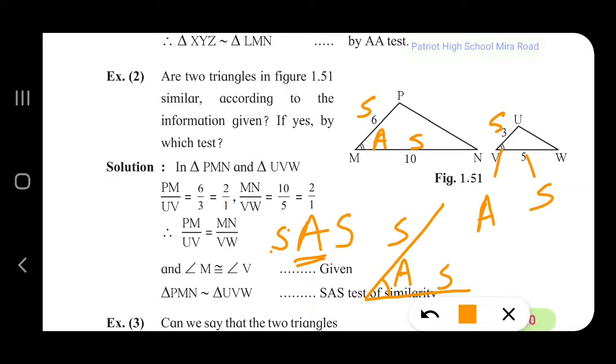If the sides are proportional, and the included angle is congruent, then we can say that it satisfies the test for similarity, and therefore triangle PMN is similar to triangle UVW.